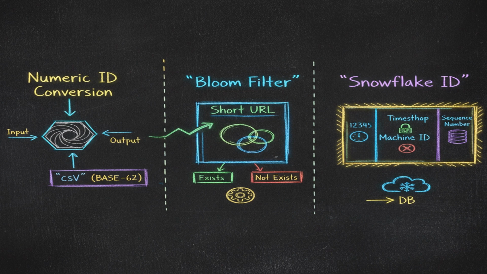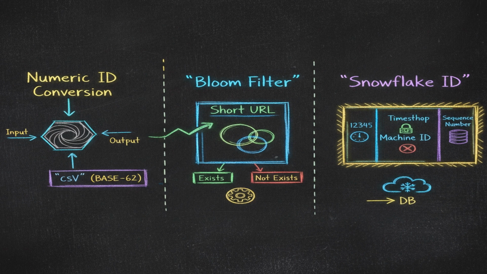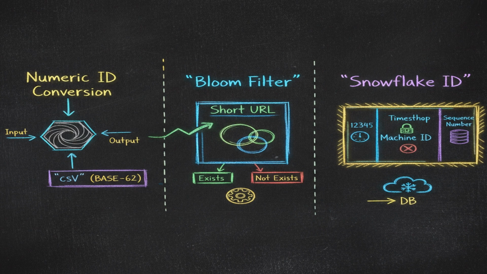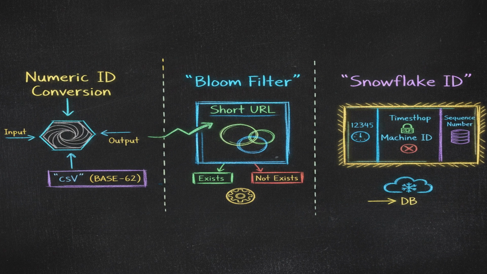Why base 62? Because it uses alphanumeric characters, A to Z, a to z, and 0 to 9, allowing us to represent more values with fewer characters compared to base 10. The algorithm converts a numeric ID to a base 62 string. What happens if we get a collision? We can retry with a new random ID.